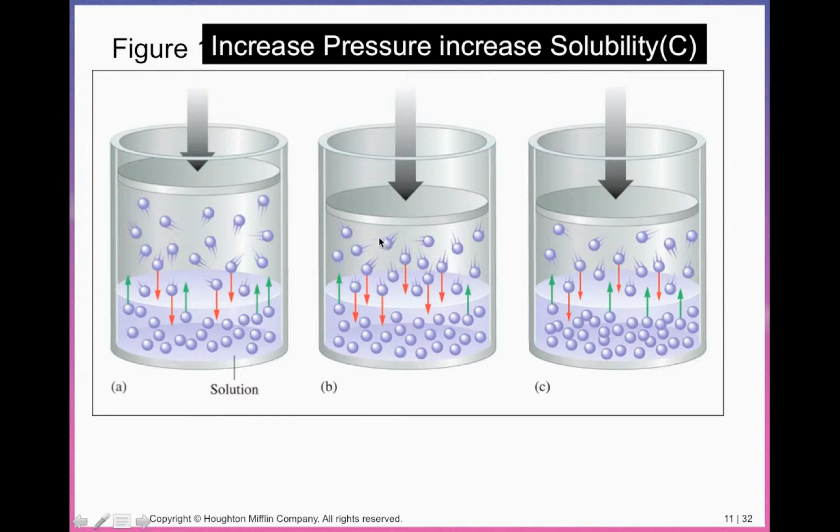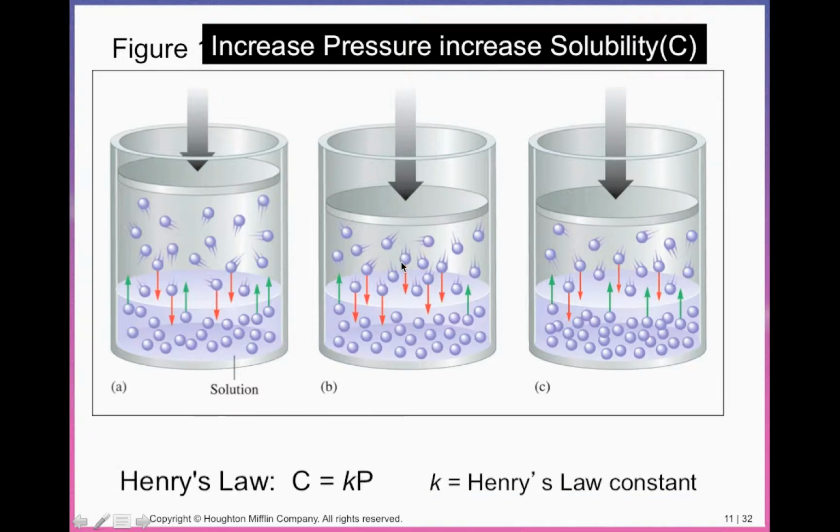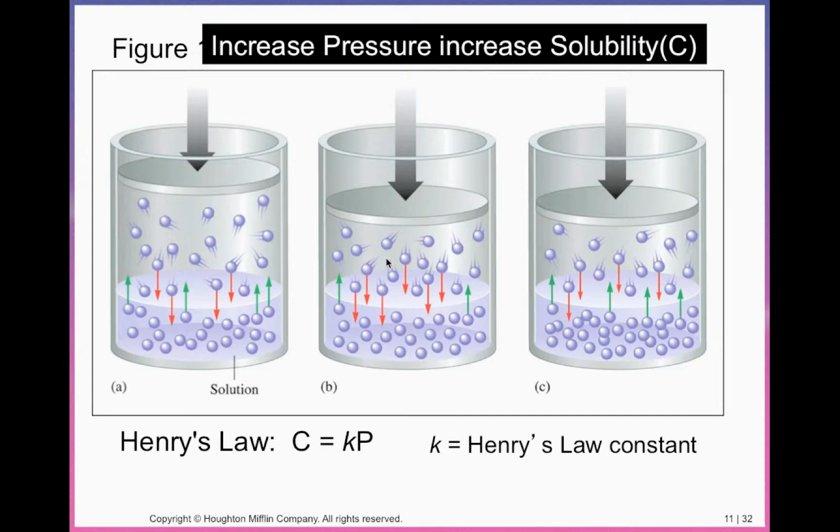Now instead of decreasing the volume, what we do is increase the pressure by just adding more CO2 above the solution. And there's actually a gas law for this one. It's called Henry's law. Henry's law says that the solubility, which is represented by C here, of a gas in water is directly proportional to the pressure of the gas above the liquid. So the more pressure you use, the more soluble the gas will be.